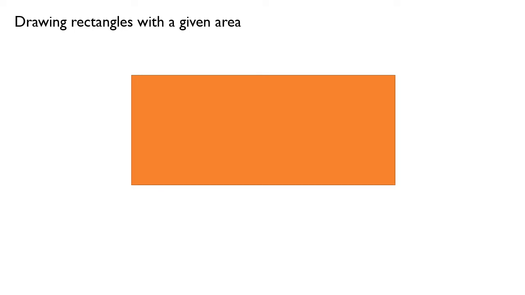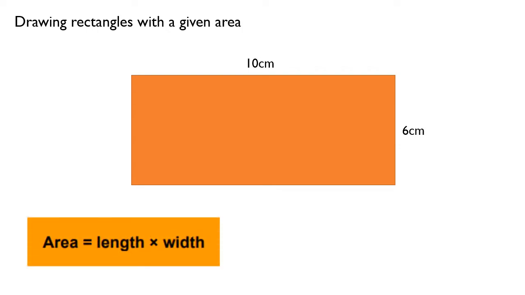So once again we'll just do a small recap before we begin so that we're all on the right page. Yes, we're drawing rectangles with a given area. Here is a rectangle. It has a length of 10 centimetres and a width of 6 centimetres, and we know the formula for working out the area of rectangles is length multiplied by width. So we would do 10 multiplied by 6, which we all know very well, equals 60. The area of this rectangle is 60 centimetres squared.